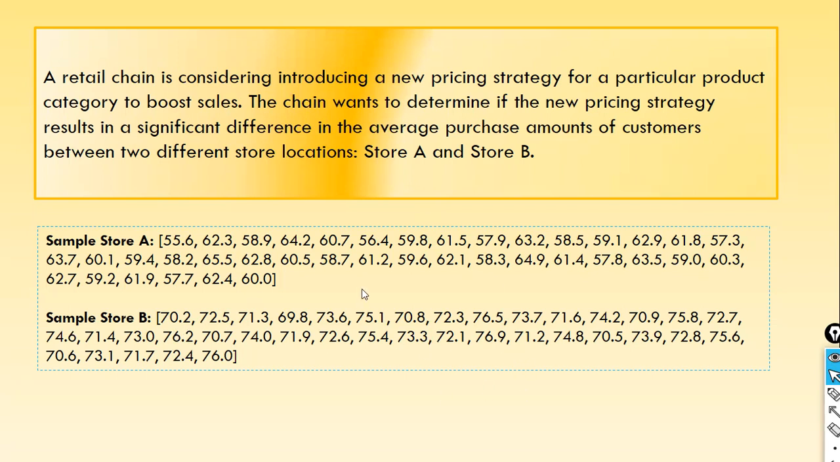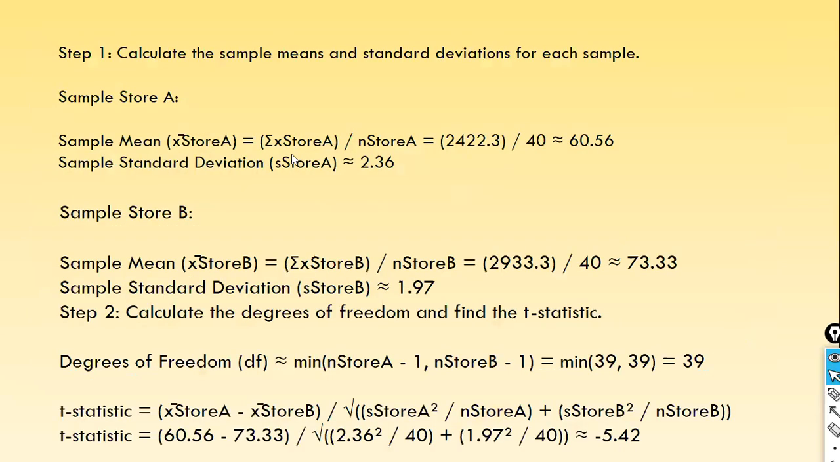So in this case, we assume that the variances are unequal. The two populations have unequal variances. Let's conduct a two sample independent t-test to determine whether there is a statistically significant difference in the average purchase amounts between these two stores at a 95% confidence level. If somebody says 95% confidence level, that means alpha equals 0.05.